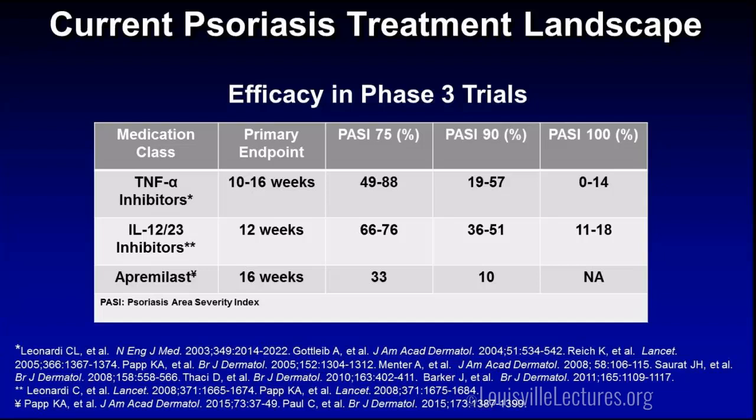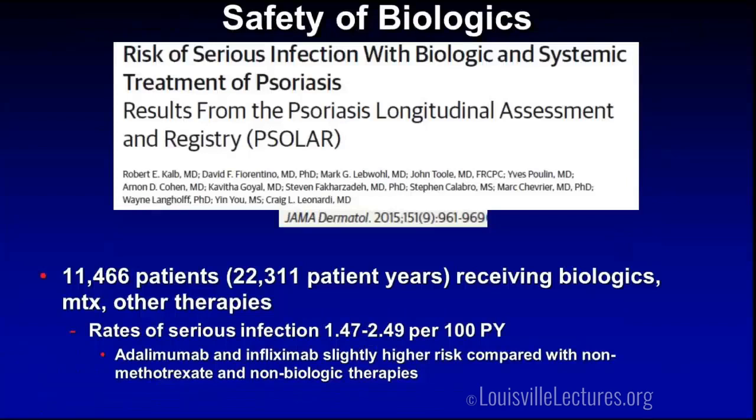PASI 90 implies at least a 90% improvement. PASI 100 implies 100% improvement. Complete clearance of the skin. No trace of psoriasis left on the body. And you can see the majority of patients, especially with the biologics, achieve PASI 75, and a significant percentage, even 90% improvement, and a small percentage of patients even completely clear. Apremilast doesn't really have the degree of efficacy as these biologics, but it does have its place in our algorithm of treatments.